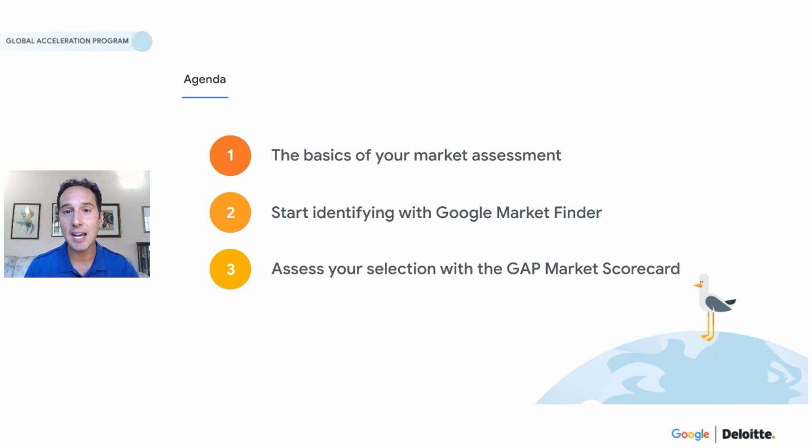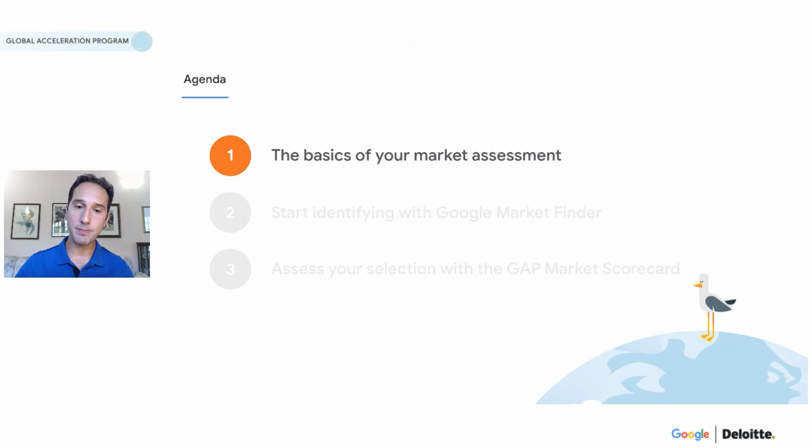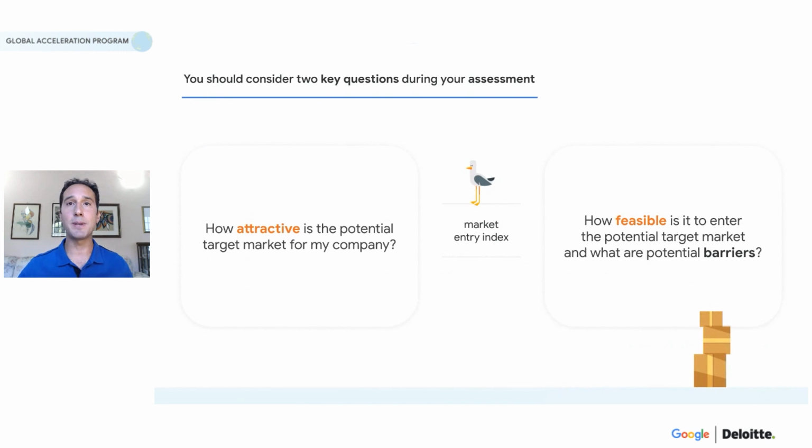And then Jessica, as I said, will take over and will help you understand the potential for the selection of markets and also feasibility. And all of that will basically move a short list of 3 markets to the next level of your planning process. So the basics of your market assessment.